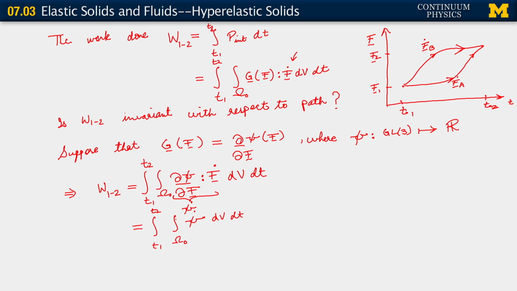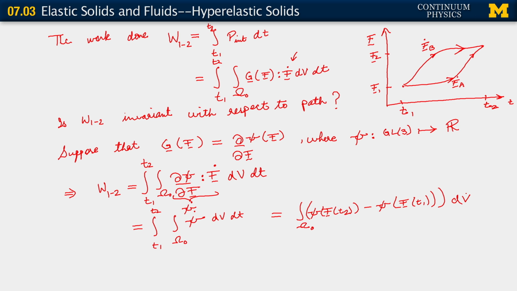Or, of course, now that time integral becomes trivial. This integral essentially reduces to the integral over omega naught of psi evaluated at F for the value t2 minus psi evaluated at F for the value t1. And of course, we defined F at t2 as being F2, F at t1 as being F1, and those are well defined. Integral dV.